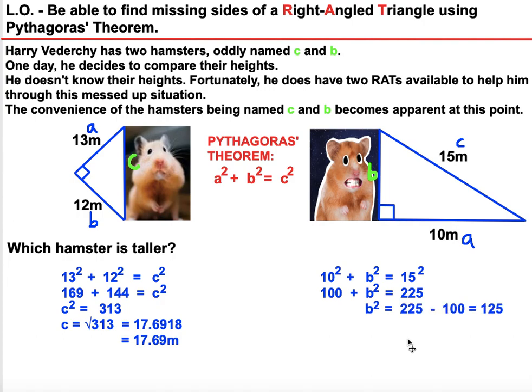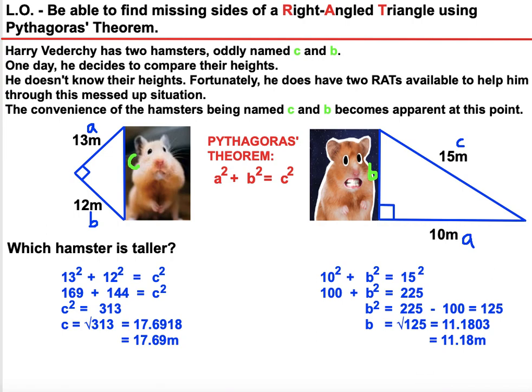Therefore, for B squared, we need to subtract 100 from both sides. B squared is going to equal 125, and then B is going to be the square root of 125, which is 11.1803. Again, we'll round that to two decimal places. So hamster B is still very tall, not quite as tall as hamster C, but he's 11.18 meters tall.